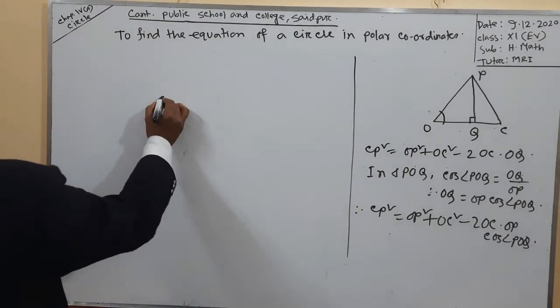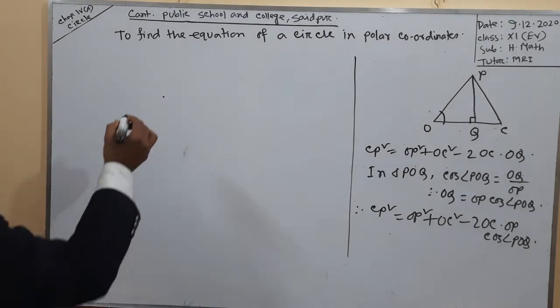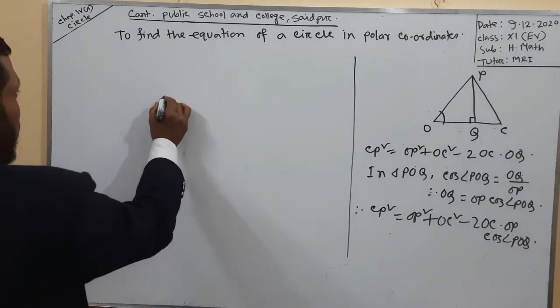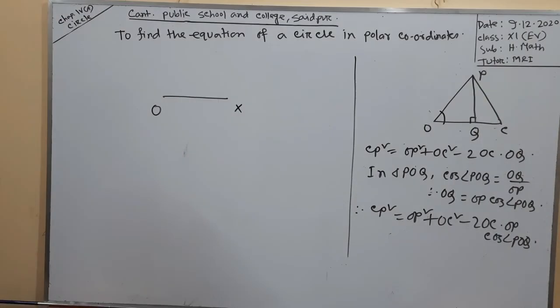Suppose O is pole and OX be polar axis. Now I am proving this.